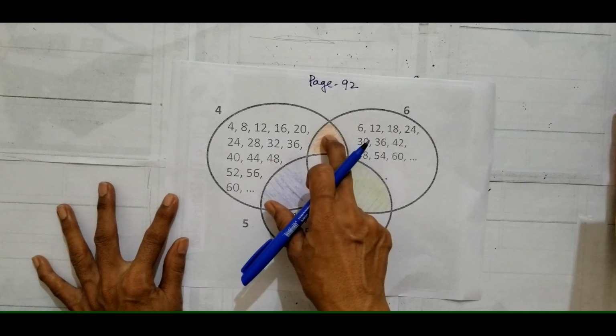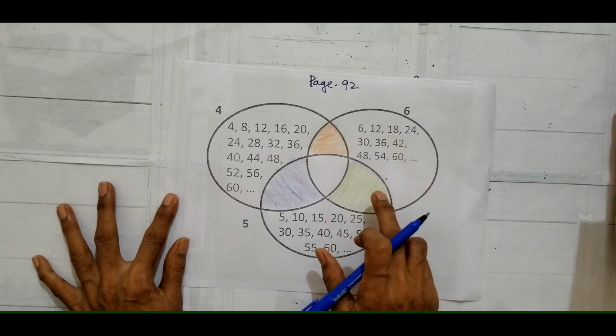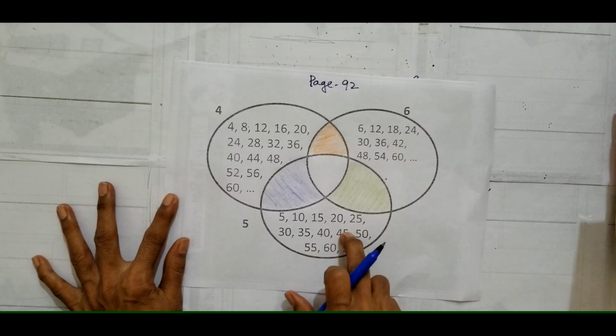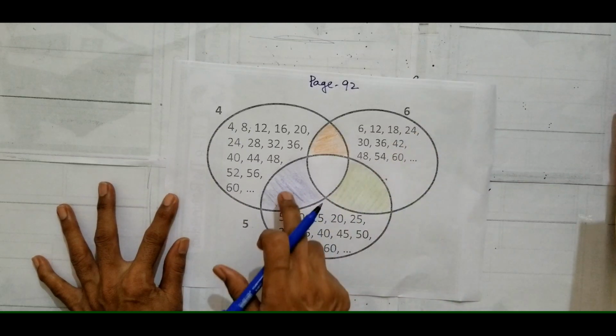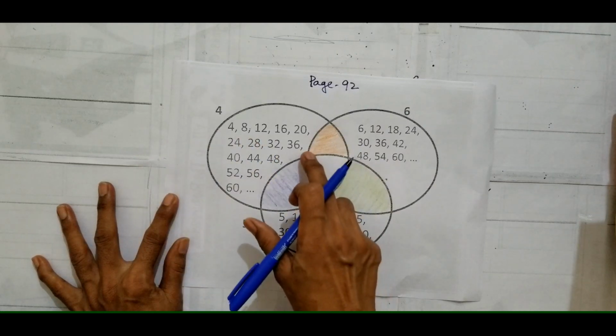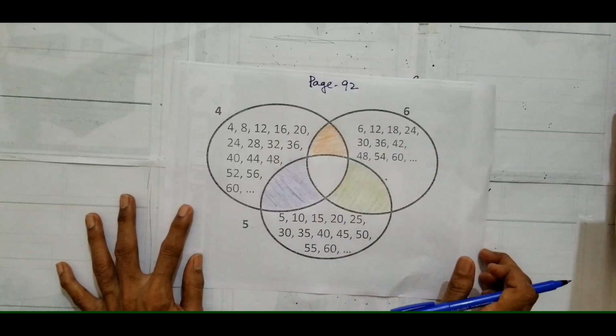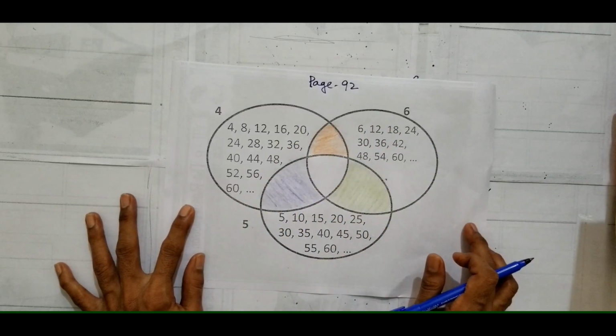The orange part is the intersection part for multiples of 4 and multiples of 6. Green portion is of multiples of 5 and multiples of 6, and purple portion is for multiples of 5 and multiples of 4. The middle white portion is the common part for all the three numbers. So let us now proceed further.